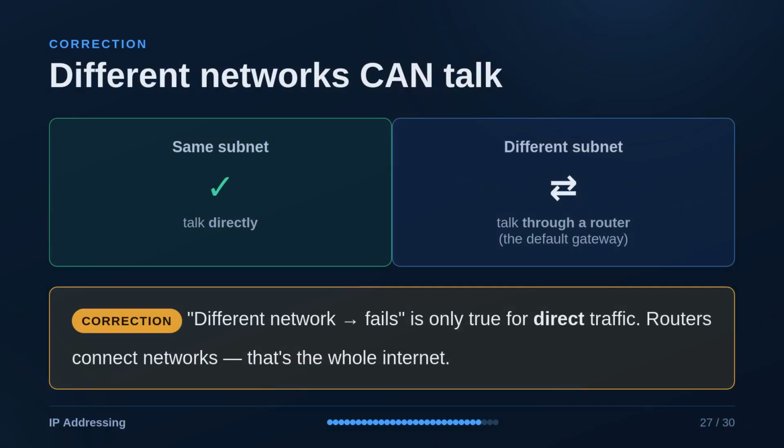And the final correction. The old lab said devices on different networks simply can't communicate. That's only half true. On the same subnet, devices talk directly. On different subnets, they absolutely communicate, but through a router, the default gateway. Routing between networks is the entire reason the internet exists.